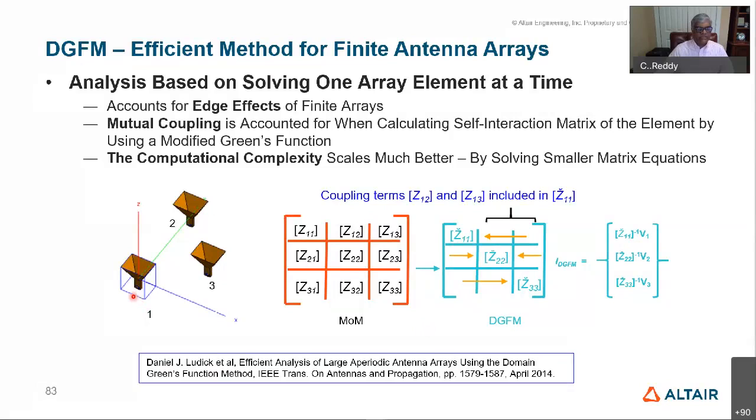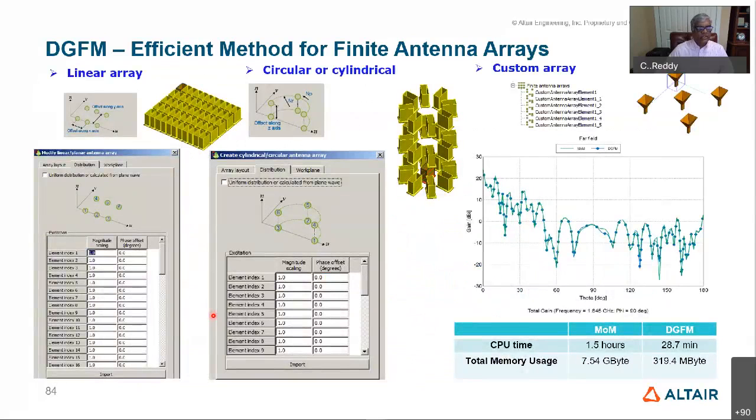The only constraint is that each element has to be identical to the others in geometry. Then this approximation holds good. With that, you can do linear arrays, you can do any type of arrays, because the location of the elements is not an issue. They don't even need to be periodically placed. That means they can be aperiodically placed, and it can be solved.